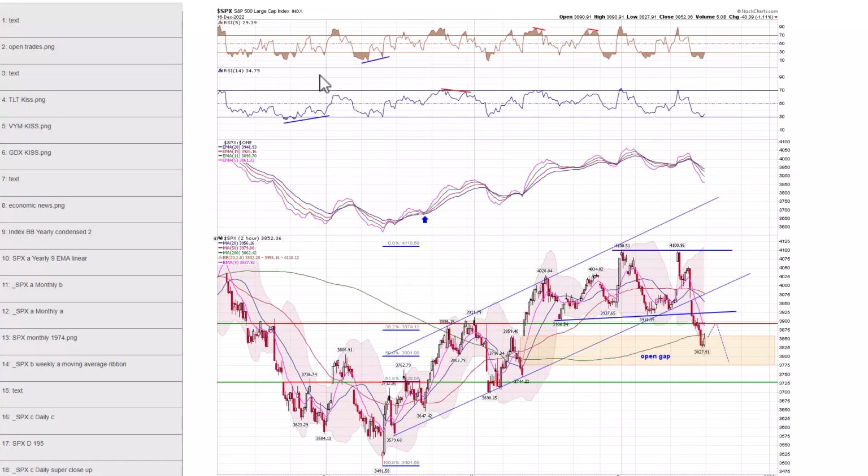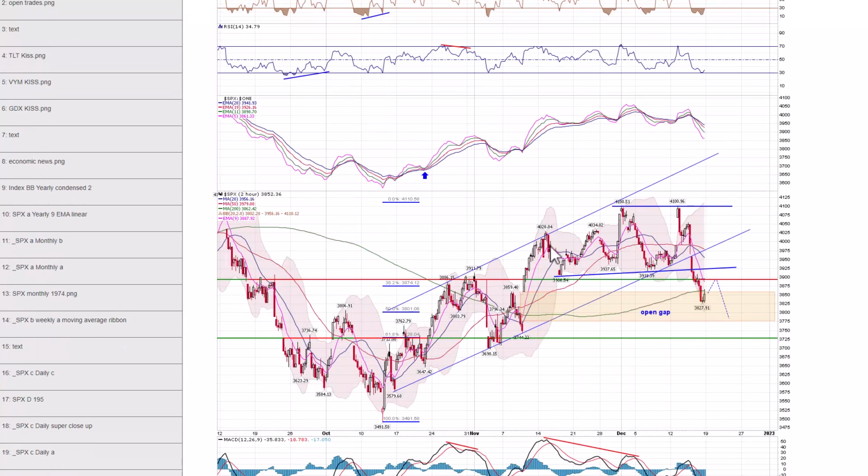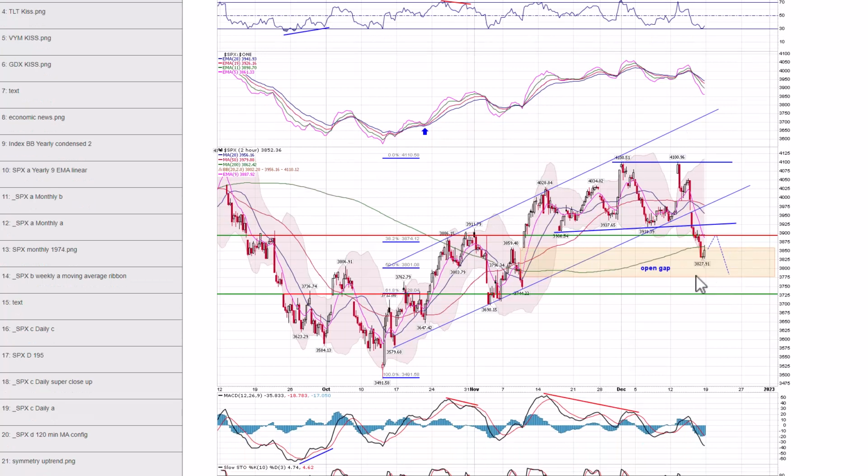Next. Chart number 22, another 2-hour chart, just shows you the same channel. Again, we're into this open gap here. The big question is, do we bounce first, stall here, then fill the gap later, or do we sell off, fill the gap, and then bounce up to it? That's what I'm wondering. This line here is the 61.8 fib retracement from the October lows to the recent highs at 4,100.